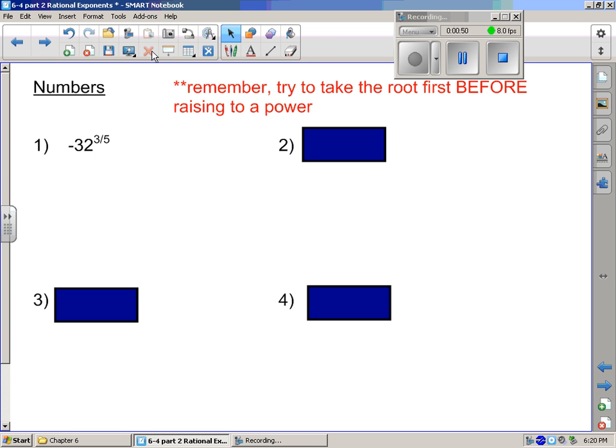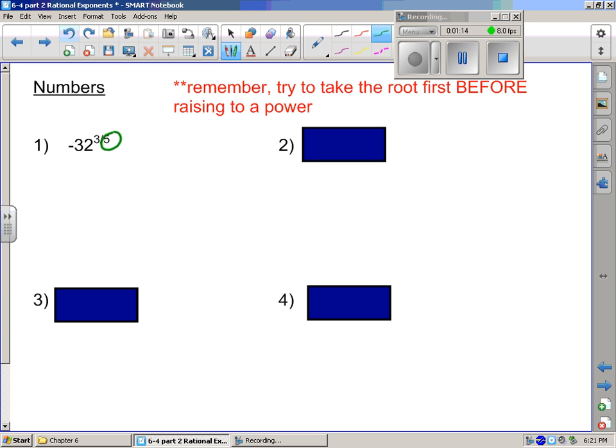Okay, now here we have fractional exponents. Remember to try to take the root first before raising to a power. Try to make it smaller before you have to make it bigger again. So our root is 5. Let's try that again. Our root is 5. So I want to take the fifth root. Now you got to be careful here.